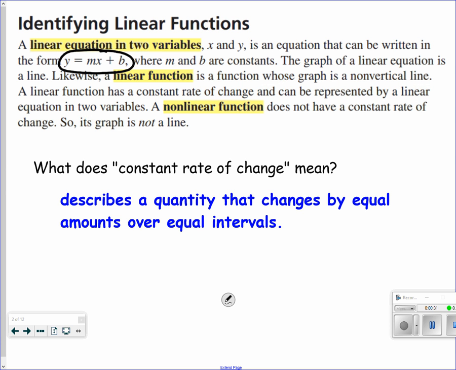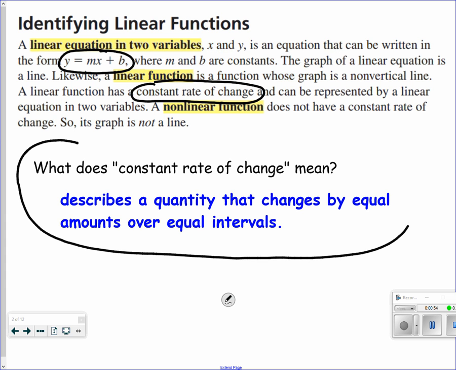Likewise, a linear function is a function whose graph is a non-vertical line. A linear function has a constant rate of change. I'm going to circle that one. If I'm looking at a picture or a table in which the quantities change in equal amounts over equal intervals, what does constant rate of change mean? If something is going up and over and then up and over at a constant rate, we can say that is a line.